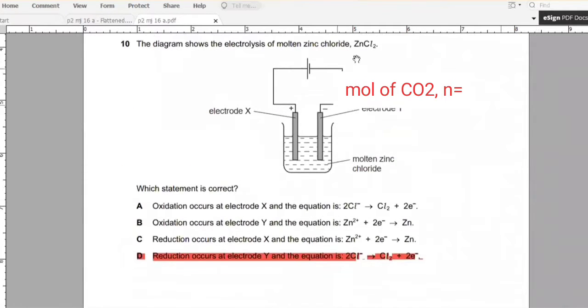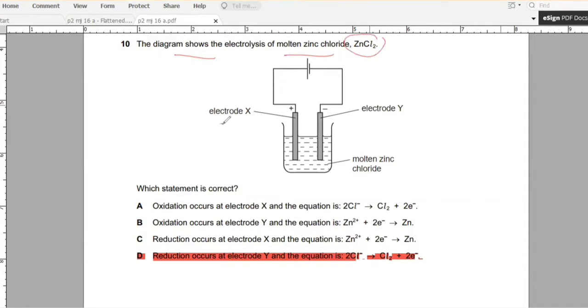Next is about electrolysis. This is from the fifth chapter, electrochemistry. Okay, very simple. Look at it. The diagram shows the electrolysis of molten zinc chloride. This is called zinc chloride. The diagram is there. This is electrode X, this is electrode Y, and molten zinc chloride is being taken. And we have attached the battery.